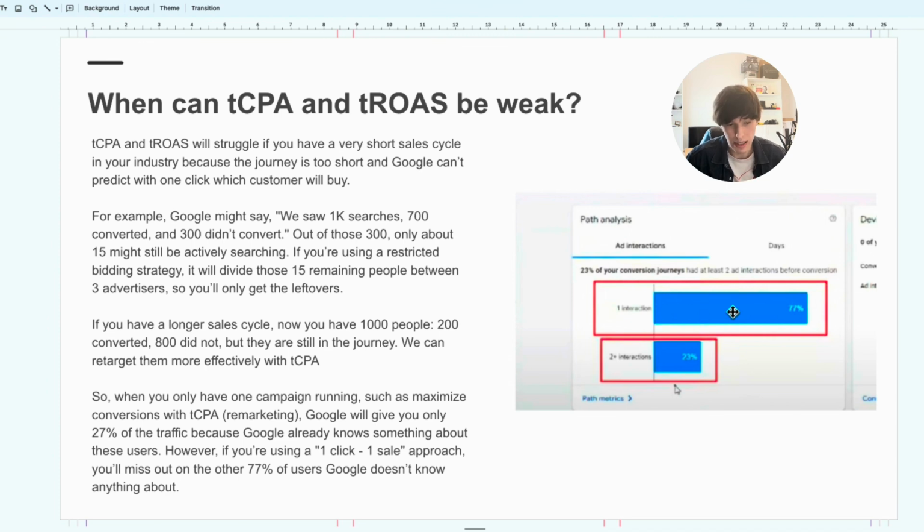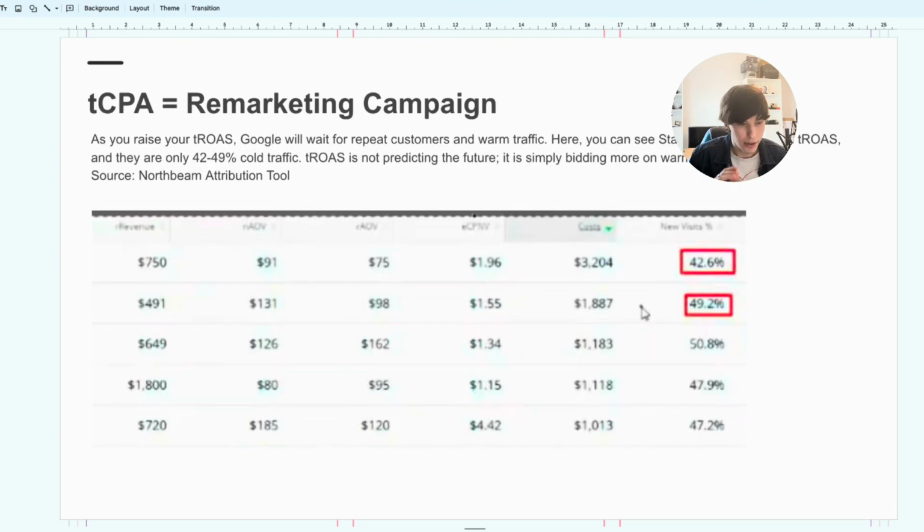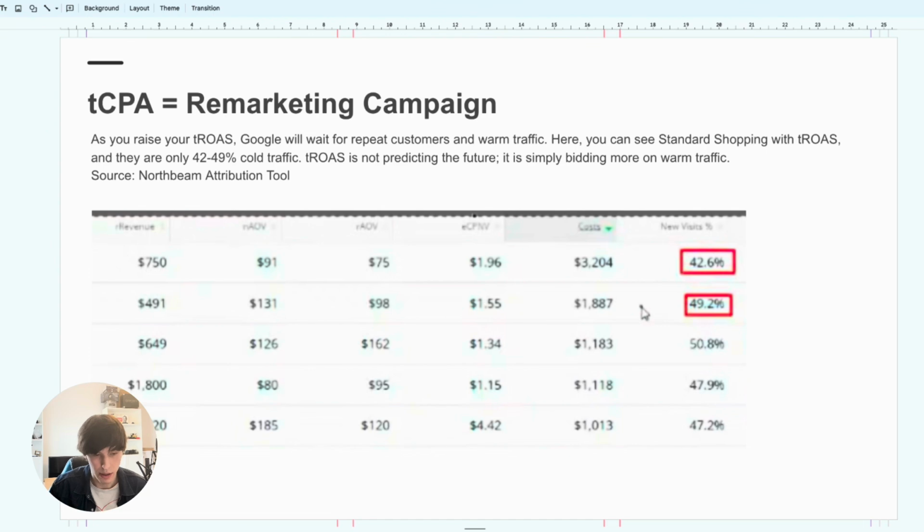But to understand how this strategy works, you can analyze this screen and understand that if you have 2+ interaction and this percentage of 2+ interaction is big, it's a strong signal that you have to use target CPA or target ROAS. But if you have this situation as we can see on the screen, it's better to test max clicks on manual bidding to check if it will work better, because Google won't have enough data because they convert within one click. And tCPA, as I said, is basically a remarketing campaign.